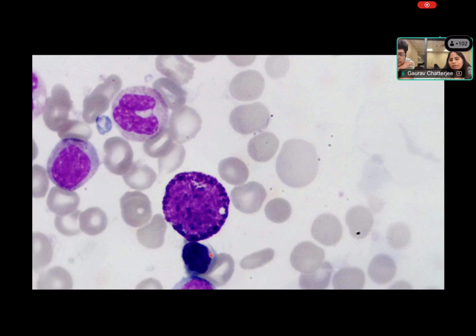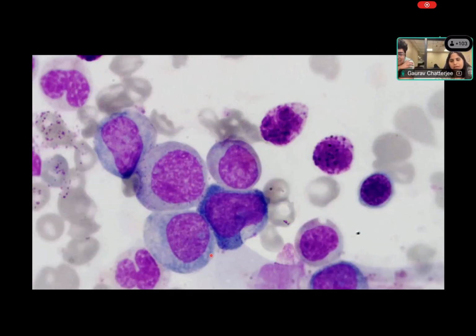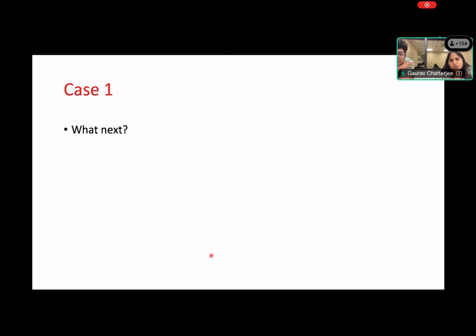We have very few nucleated RBC. Most of them are myeloid cells that we can see, and blasts were also less than 5% in marrow. So we have a diagnosis where we have done bone marrow aspirate, where we are sticking to chronic myeloid leukemia, chronic phase, and we have done FISH.